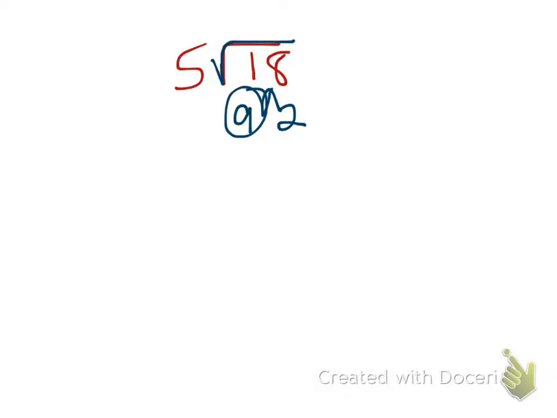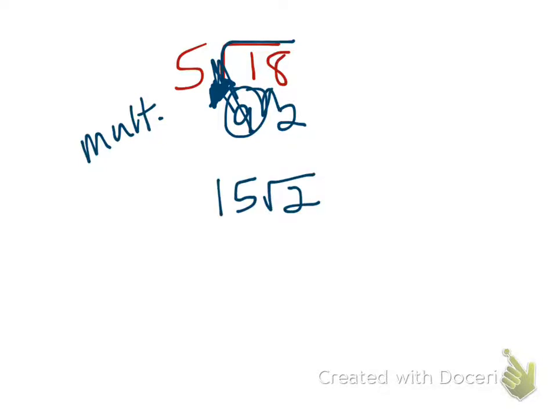So again, I'm going to circle my perfect square. I'm going to bring a 3 out from the 9, but when I bring a 3 out, and I already have a 5 out here, I'm going to multiply. Okay, so when you bring a number out, and you already have a number out there, you're going to multiply those. And so that's going to be 5 times 3, which is 15, and I'm left with root 2.